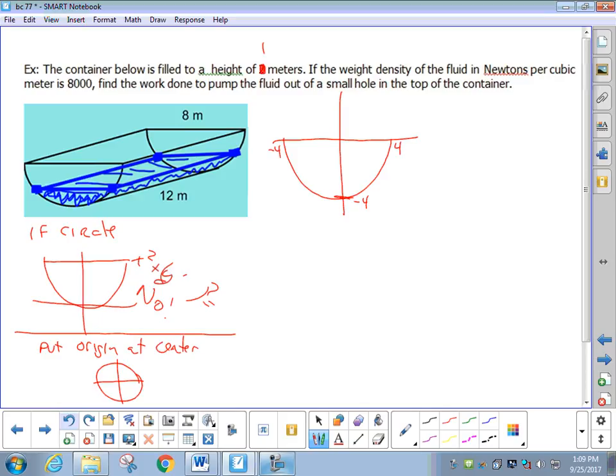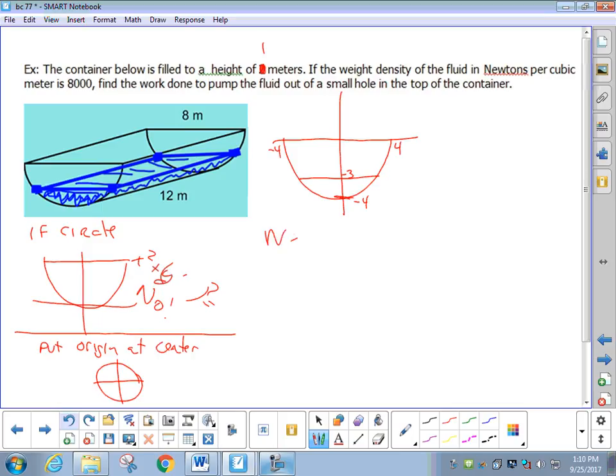Would you change that to 1 meter for the height of the fluid? It's 1 meter high here, depth, whatever you want to call it. All right, so if I want to call the water surface here, and it's 1 meter high, then that would put it at a y of -3. Okay? Notice these are meters, not centimeters this time. Are we good so far?